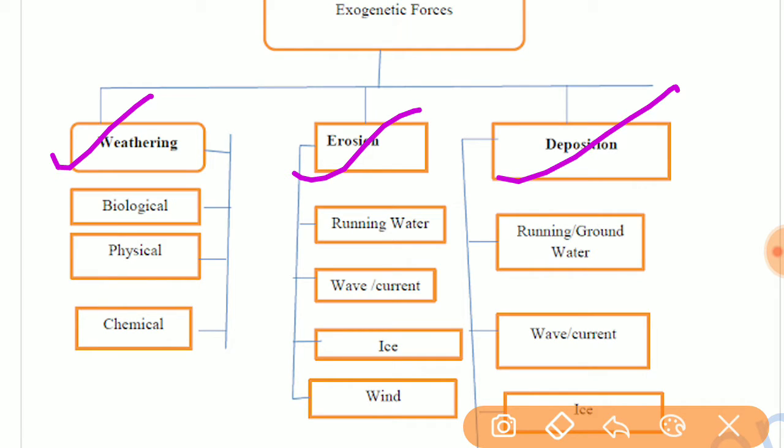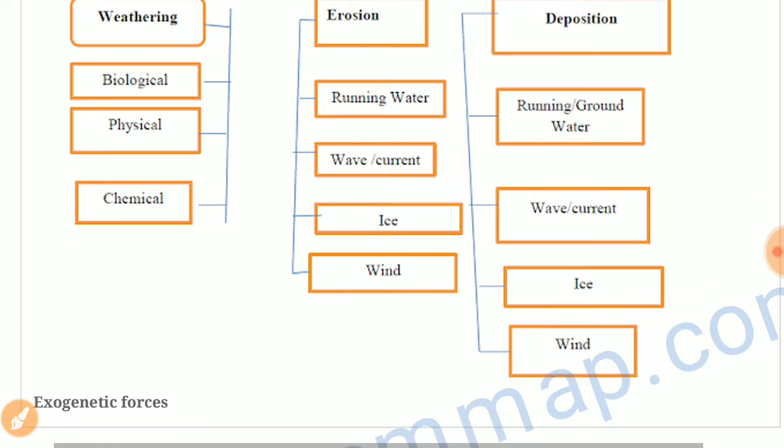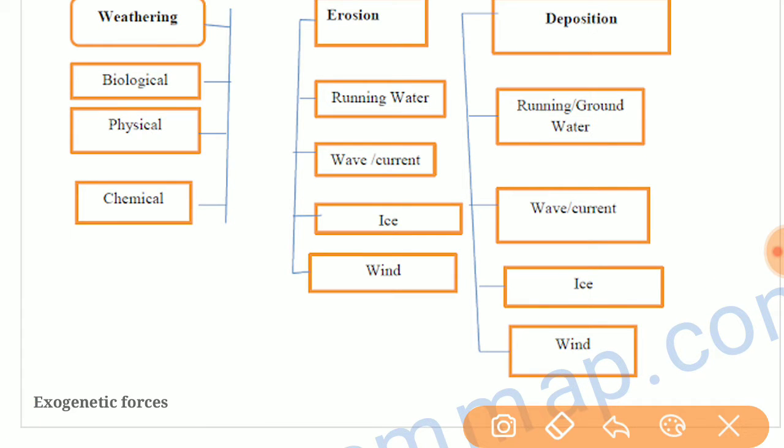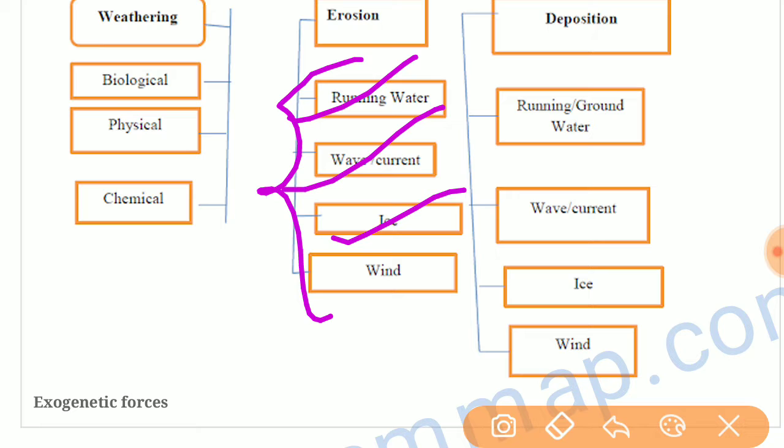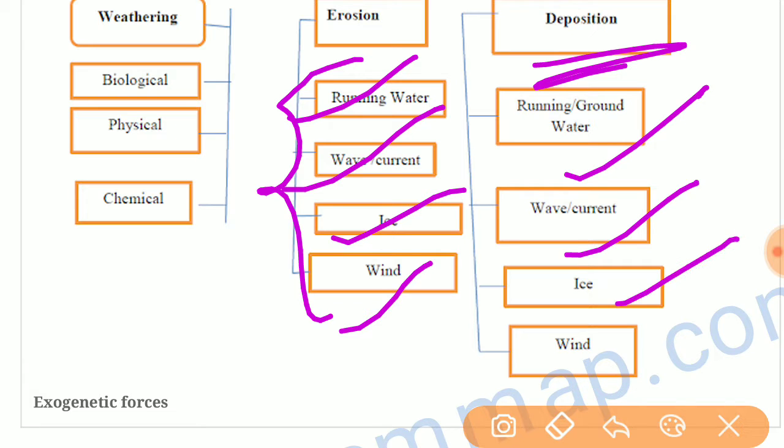In weathering, the changes we can see are biological changes, physical changes, and chemical changes. Due to erosion, the agents of erosion, from which the erosion will happen, are running water, wave or current, ice and wind. And for deposition: running and groundwater, wave or current, ice and wind.